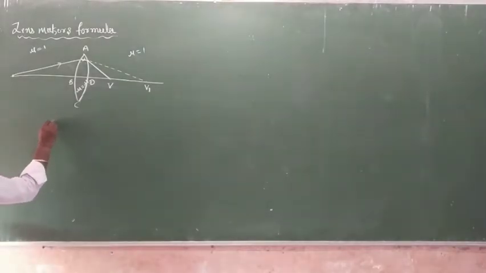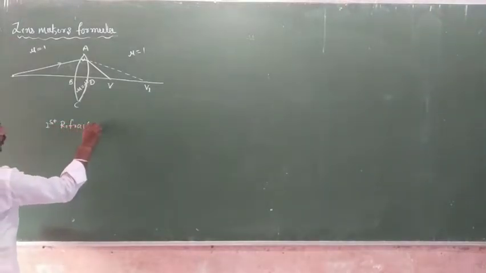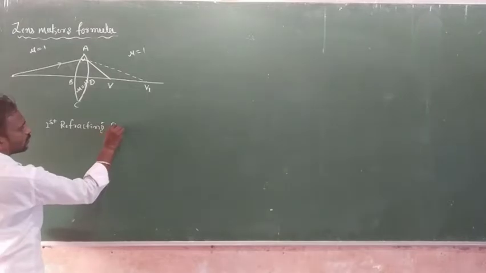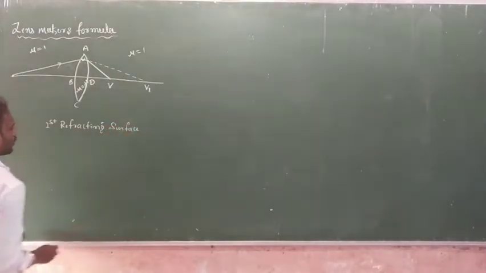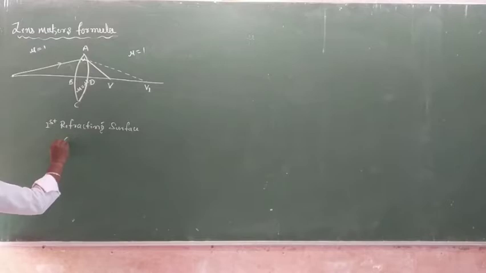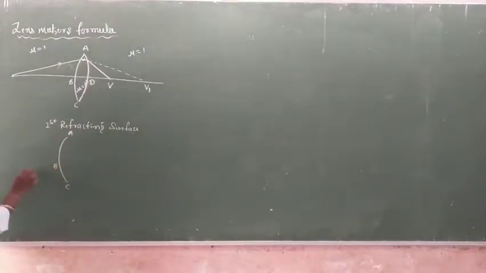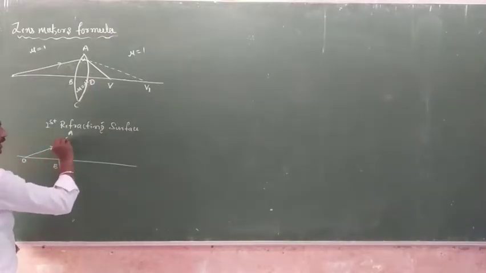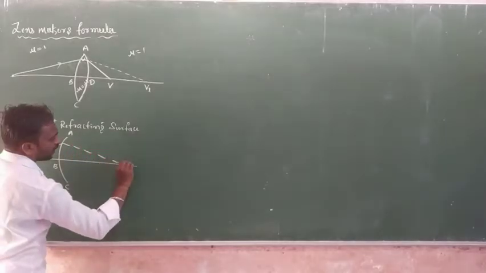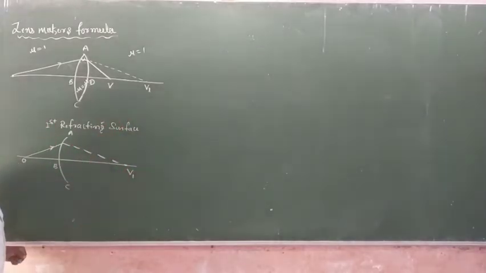So the first refracting surface is A, B, C. Here are the principal axis and the incident ray, O is the object, and this light ray is refracted, and here we get the image V1, because of the first refracting surface.